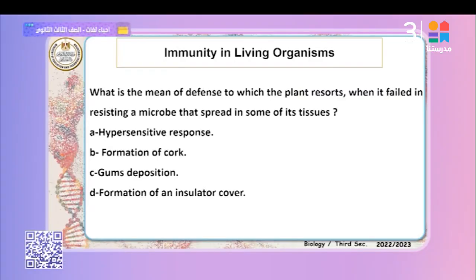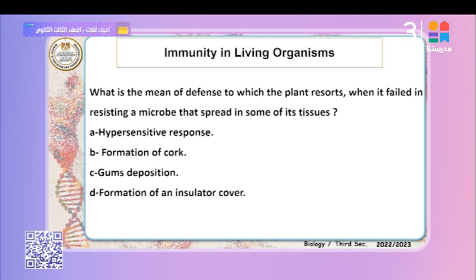Immunity in living organisms. What is the means of defense to which the plant resorts when it is resisting a microbe that has spread in some of its tissue? Hypersensitive response. When the plant is infected with a microbe or pathogen and this pathogen invades the plant, the plant must get rid of the infection. Why? To avoid infection of the healthy cells. So the plant uses a specific type of immunity called hypersensitive response. The best answer is hypersensitive response, to get rid of damaged tissue and avoid infection, because the tissue is infected by the invasion of the microbe and pathogens.